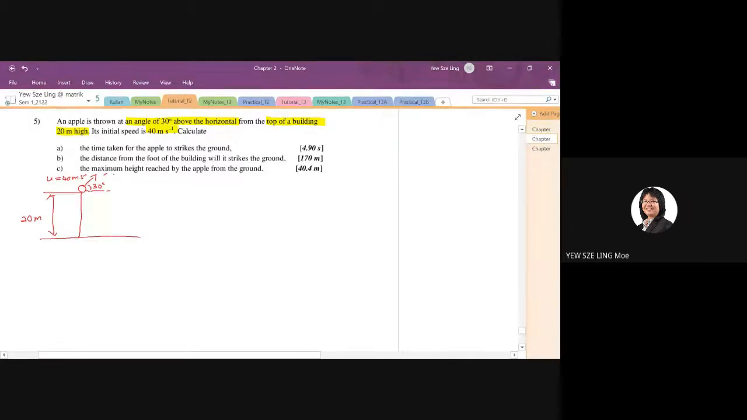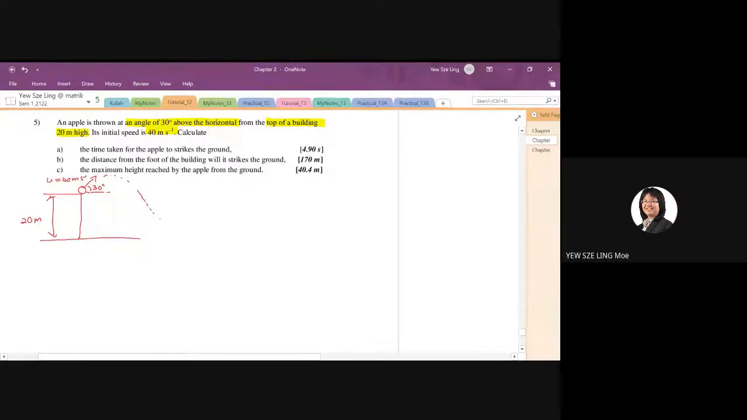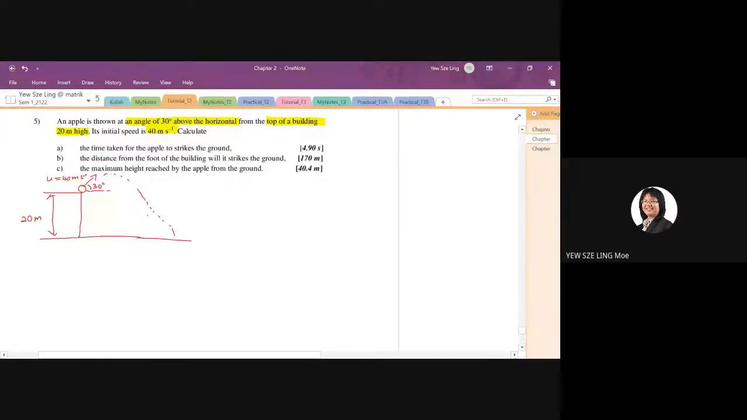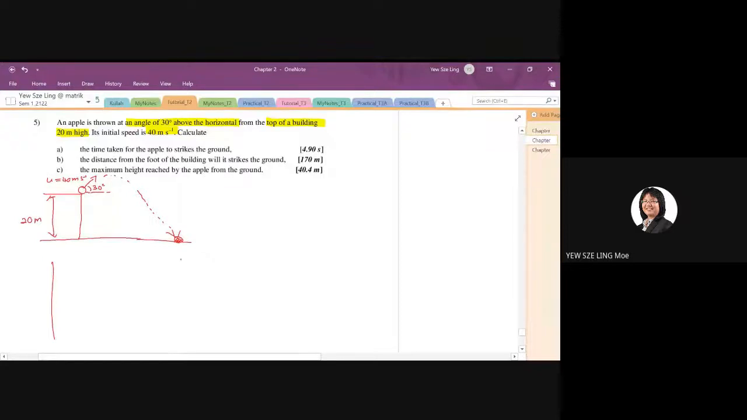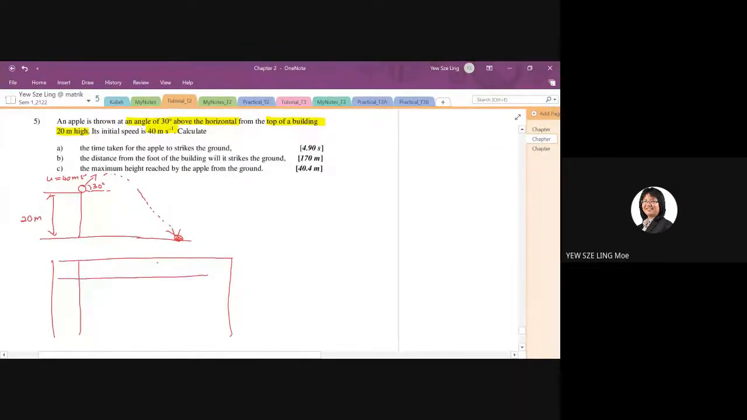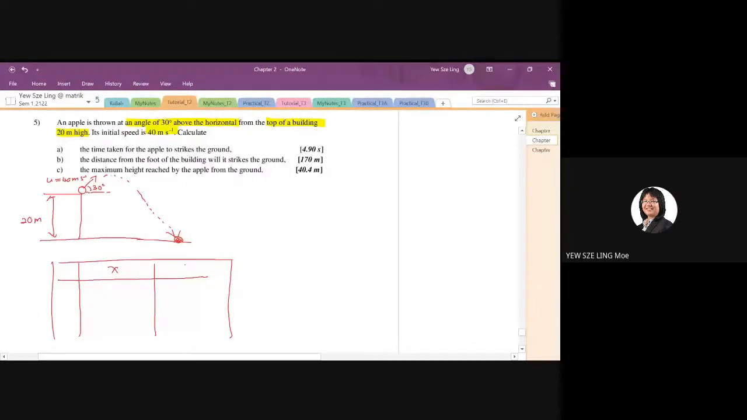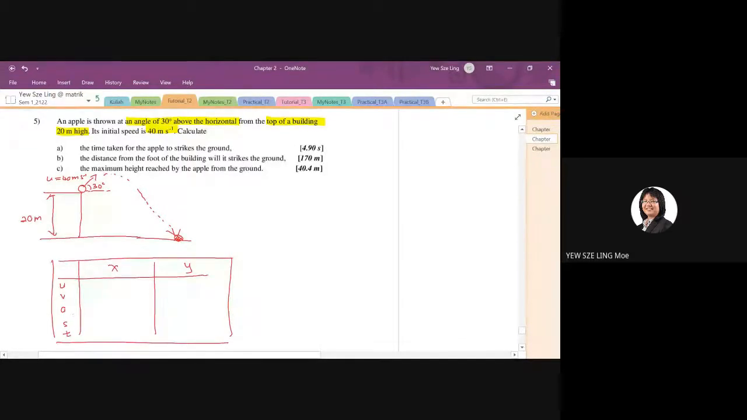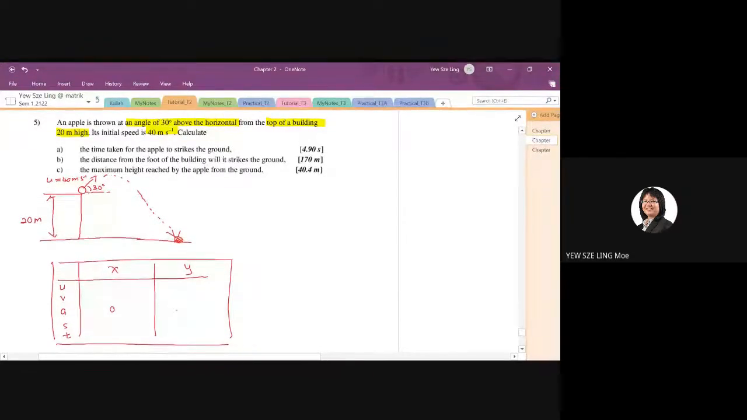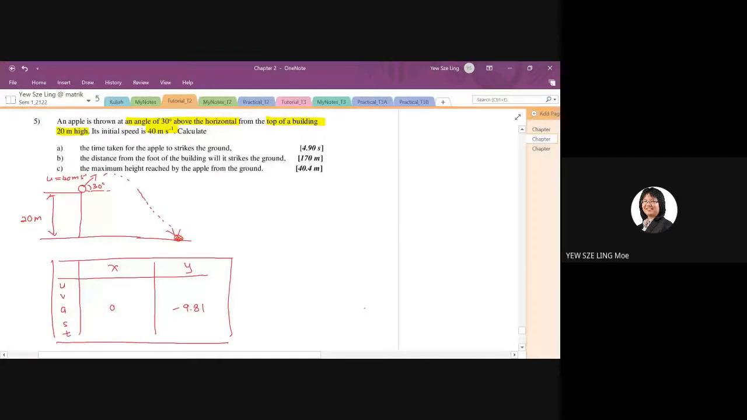So now it's no longer asking for the maximum height. It wants the information when the apple strikes the ground. So how are we going to calculate then? Again, form a table. So form a table for the ground, for the object when it reaches the ground. So X and Y. So U, V, A, S, T. So again, I'm going to fill in A first: 0 and negative 9.81.